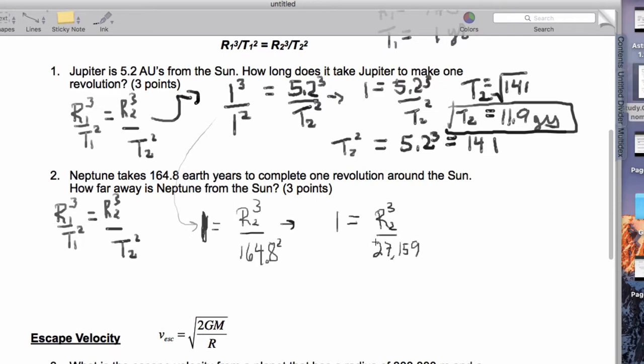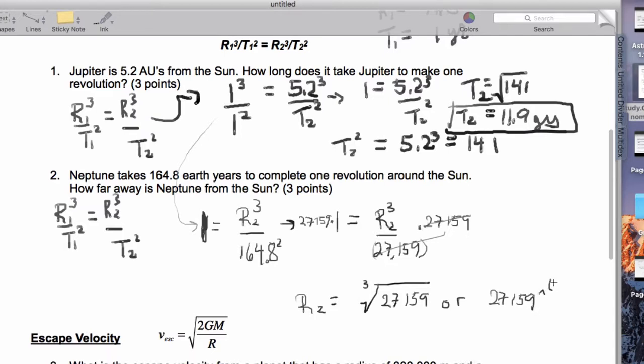And I'm going to multiply both sides by this number here. So that'll cancel that. And so what we'll need to do to get R2 is to take the cube root of 27,159. Or I could take 27,159 to the 1/3 power. Either one of those would work. But the point is, I'm getting that Neptune is about 30 AU from the Sun.